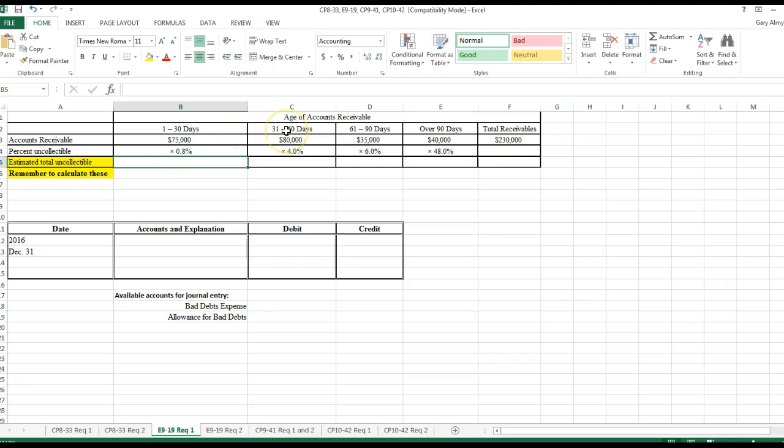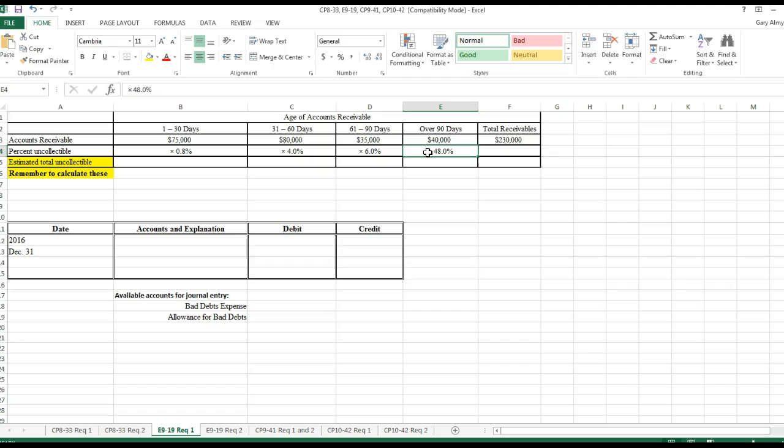You're going to do the same thing for the 31 to 60 day, the 61 to 90, and the over 90 days. Now you'll notice that the percentage is increasing. The reason for that is because the older an account gets in accounts receivable, the less likely it is that a business will be able to collect on it.